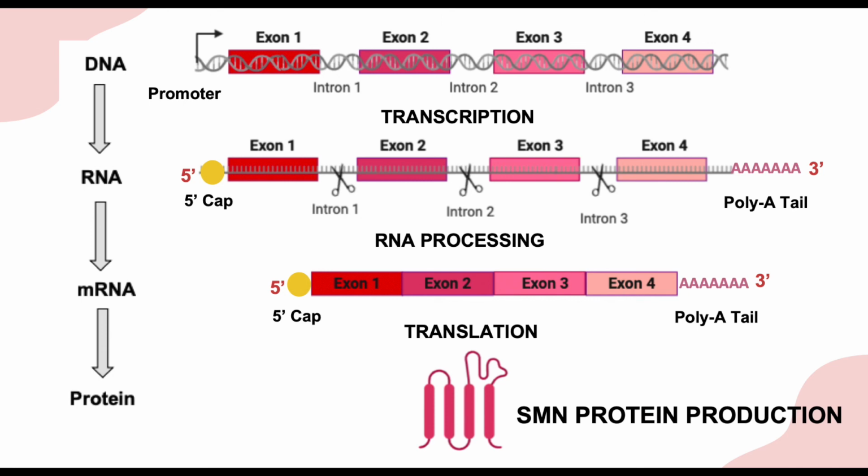Additionally, RNA processing includes RNA splicing, in which the introns, again the non-coding regions of the transcript, are removed, and only coding regions remain to allow for the exons to be joined together. This mature messenger RNA can then be translated into protein, which occurs in the cytoplasm.